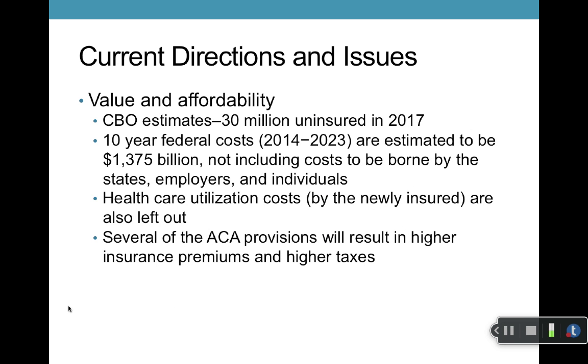So value and affordability is really going to be the buzzword in the next 10 years in healthcare. We already see the Center for Medicare and Medicaid Services pushing organizations to be accountable for their quality, reimbursing on the basis of value. We know that 30 million people will continue to be uninsured just in the next couple of years. And so making health insurance affordable is a big issue.